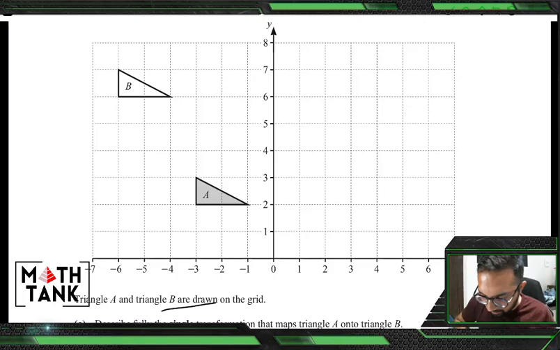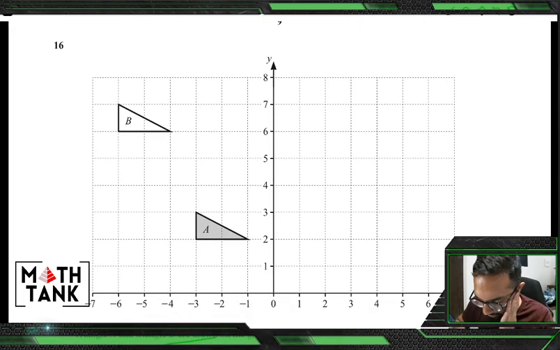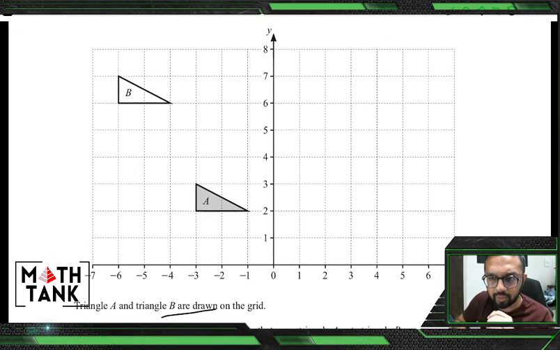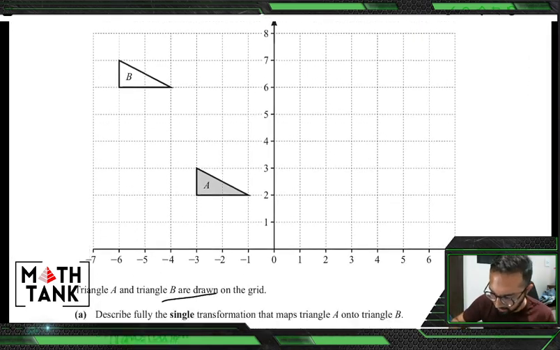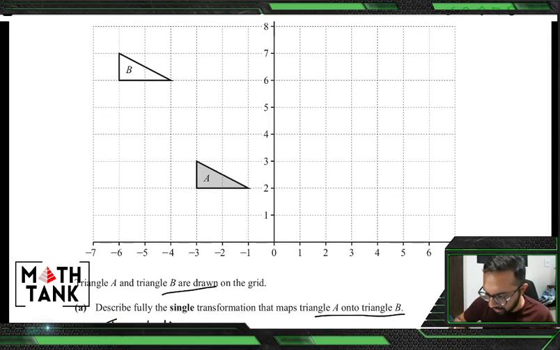Then it says triangle A and triangle B in the next question are drawn on the grid. This looks like a simple translation to me. So that's what I'm going to do. I'm going to first describe it's a translation. And what other thing that you need to describe is the translation vector, so what maps triangle A onto triangle B.